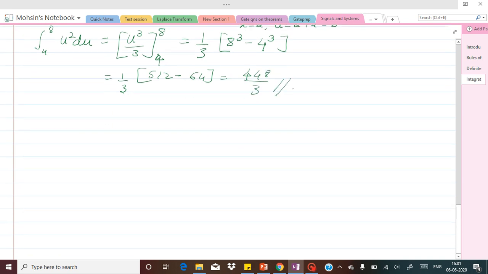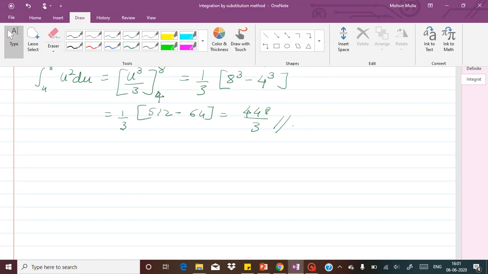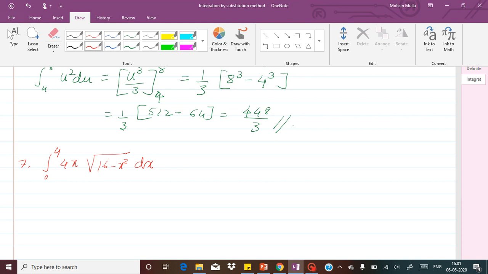Okay, so now let us take another example. Example number 7. Integration between 0 to 4 of 4x under the root 16 minus x square dx. So here also we need to substitute.